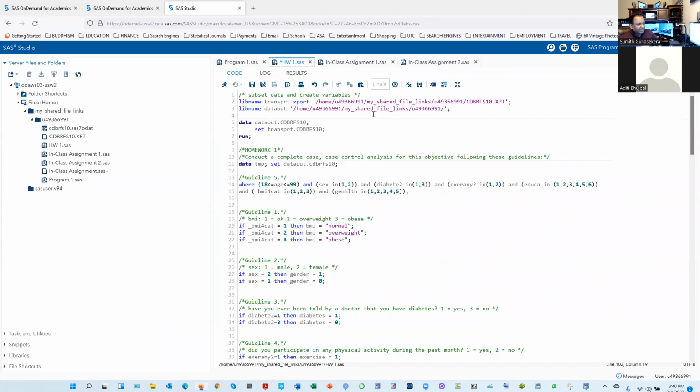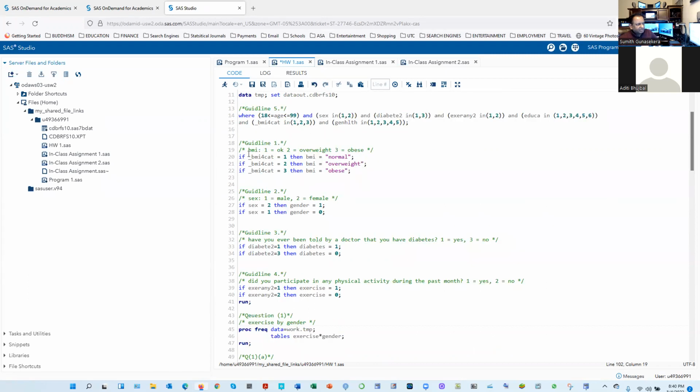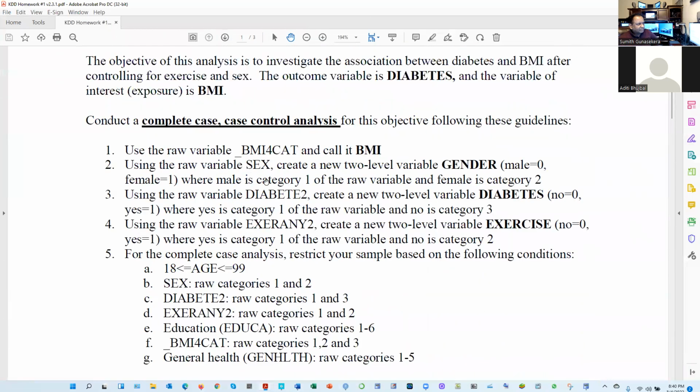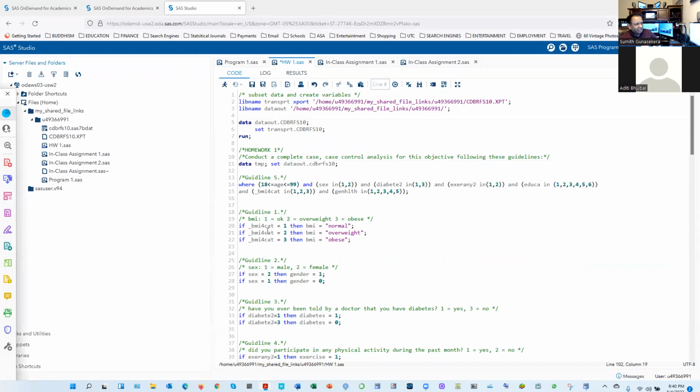We can remember we got the data. All that categorical data we changed to 1, 2, 3; we were changing to normal, overweight, obese. I put that one like a guideline. You see, use the raw variable BMI for the category and call it BMI. Just simply call it BMI. I call that one guideline 1, and that one we can now call BMI instead of underscore BMI for the category: normal, overweight, obese, 1, 2, 3.